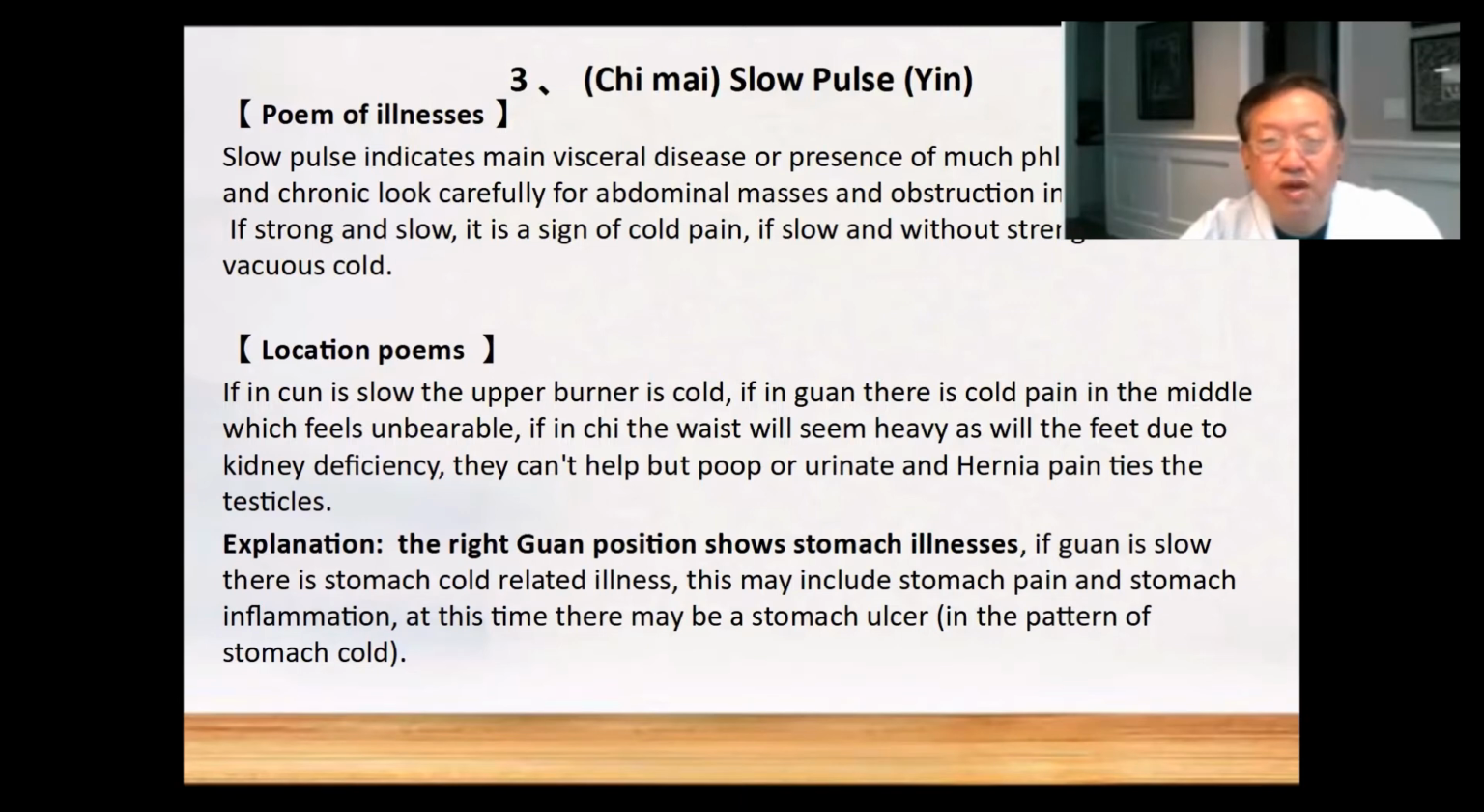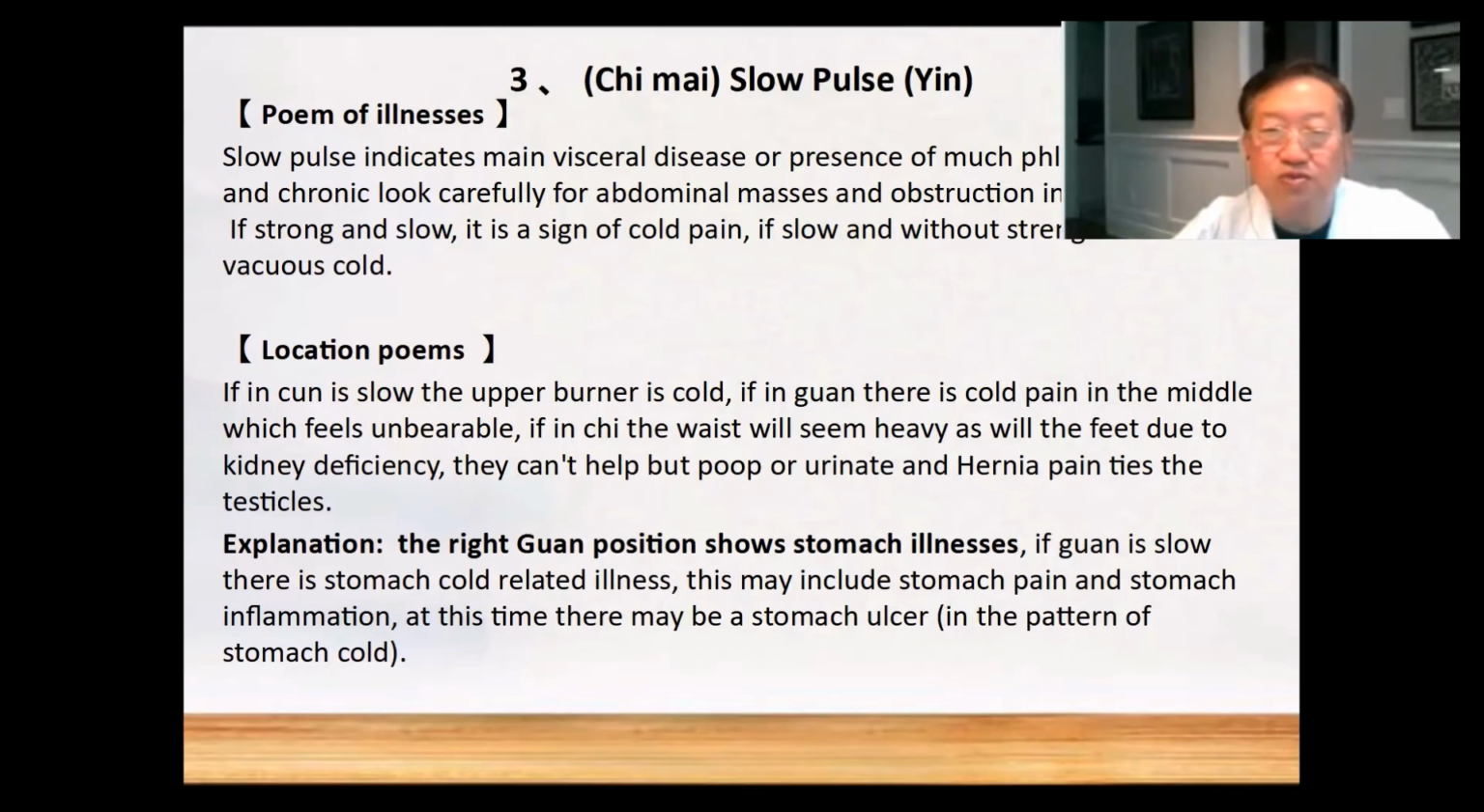Location poems. If in Cun it is slow, the upper burner is cold. If in Guan there is cold pain in the middle which feels unbearable. If in Chi the waist will seem heavy, as will the feet, due to kidney deficiency. They can't help but defecate or urinate, and hernia pain ties the testicles.